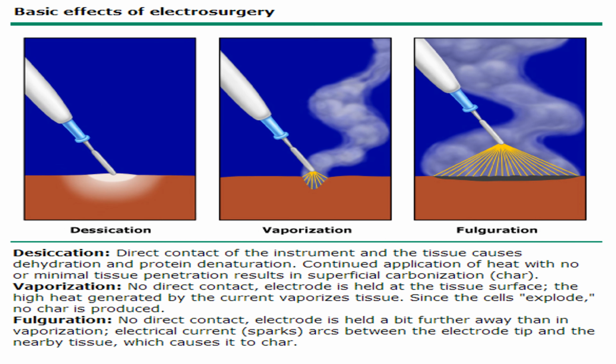Again, remember, in desiccation, there is direct contact between the active electrode and the tissue, and it can be produced by cutting mode or coagulation mode. In vaporization, there is no contact between the active electrode and the tissue, produced by using low voltage cutting mode. Fulguration, no contact also between the active electrode and the tissue, produced by high voltage coagulation mode.